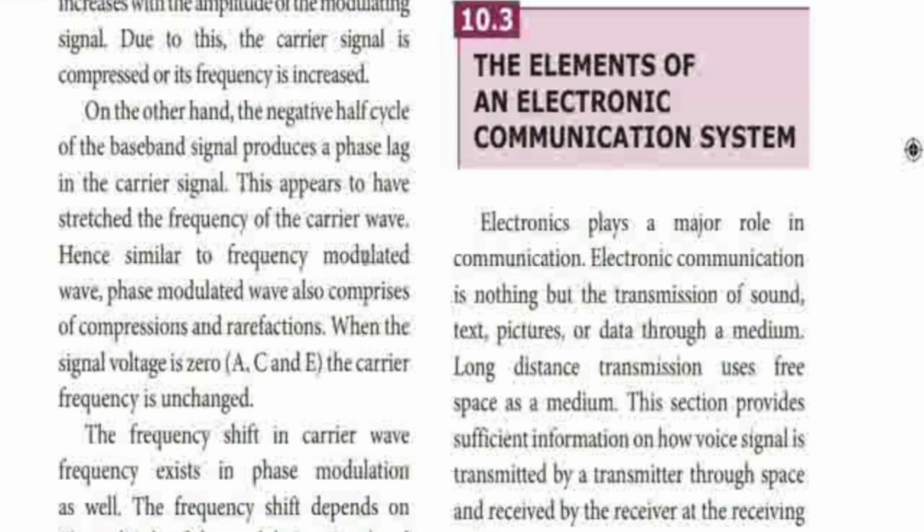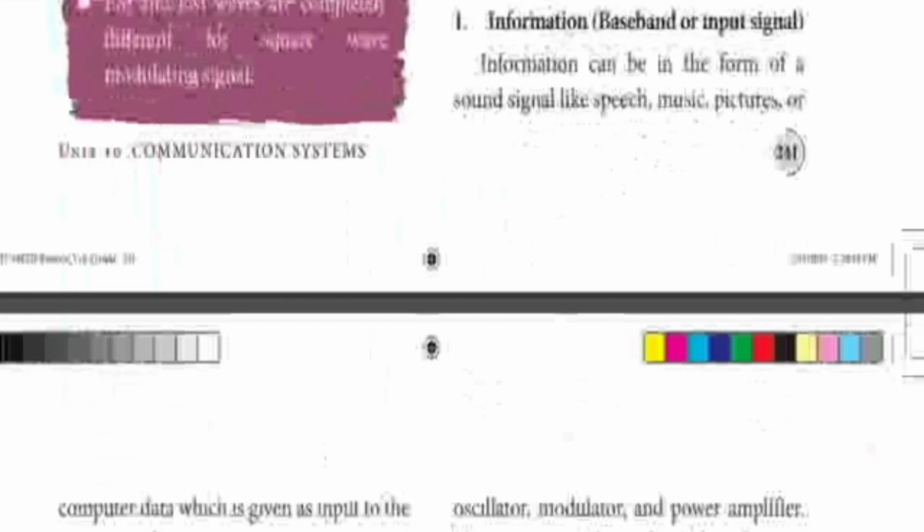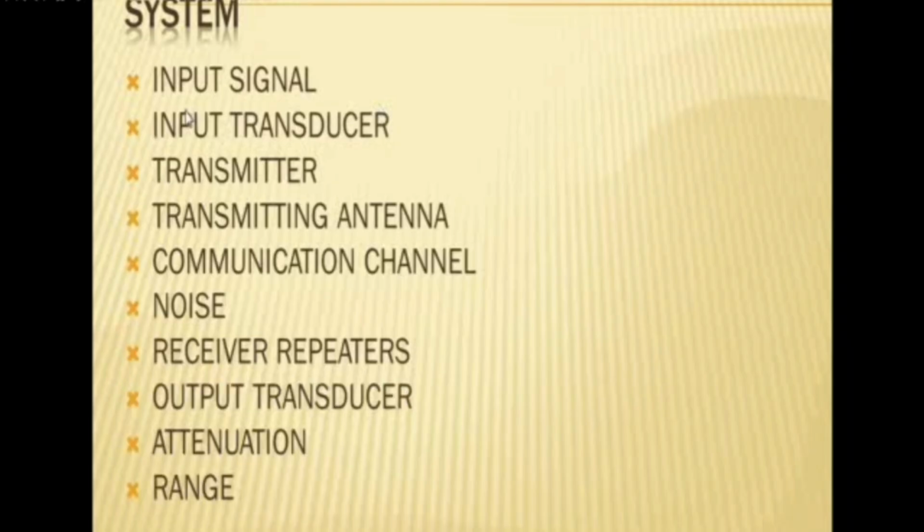Electronic communication systems: elements. What are all the elements used in a communication system? The first one is the input signal. Input signal means we are applying music, sound, data, or a picture, whatever it is. That is called the input signal. Next one is the input transducer.